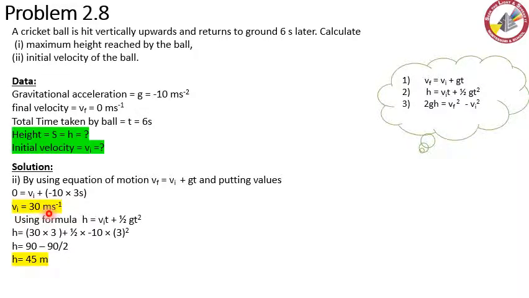But there is one point: we have to put the value of time as 3 seconds, because in 3 seconds the ball has reached the highest point and then in the next 3 seconds it has reached the ground again. So the time is 3 seconds. Now by using the second formula and putting the values in it, we can easily find out the height, which is h is equal to 45 meters.